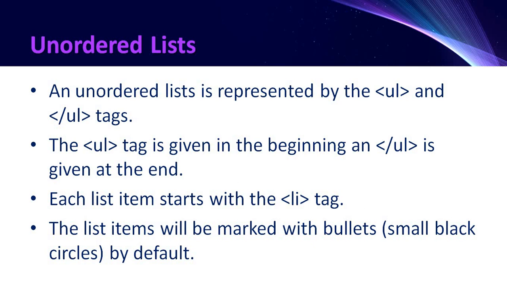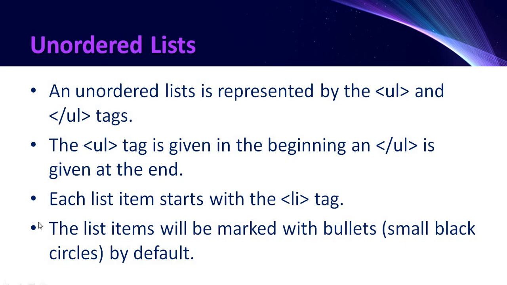First we are going to see what an unordered list is. An unordered list is represented using a tag called UL. U stands for unordered, L stands for list. The UL tag will be started and the /UL tag is given at the end of the list. Each list item, what we are going to list, will have a tag called LI, which indicates list item. The list items by default have bullets as a small black circle, that is this circle. This is the default unordered list.